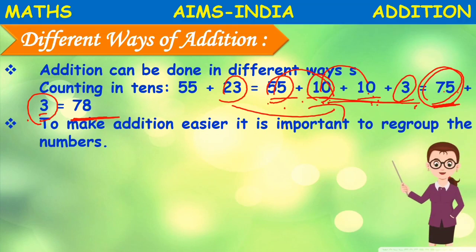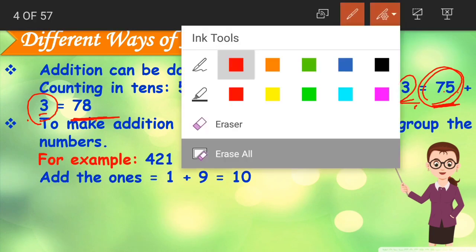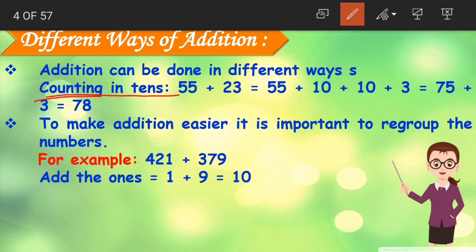To make addition easier, it is important to regroup the numbers. For example, 421 plus 379. Now this was one way, right? What did we do? We counted in tens. Now here we are regrouping the numbers. How? For example, we have these two numbers, 421 and 379. Okay children? And how do we start adding? We start adding from the ones place. So we have 1 and 9 in the ones place.